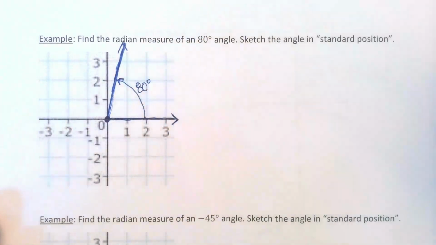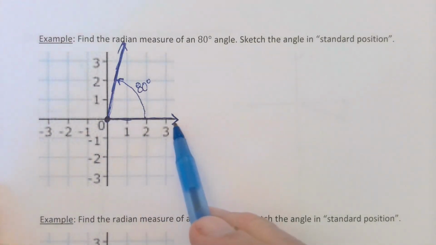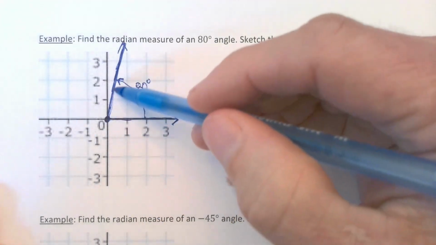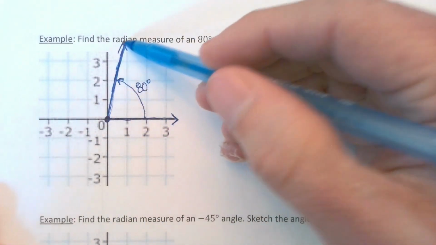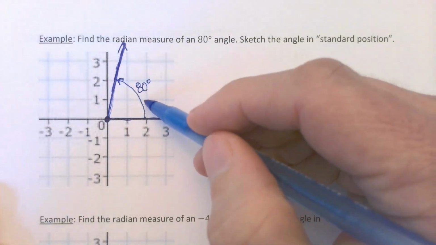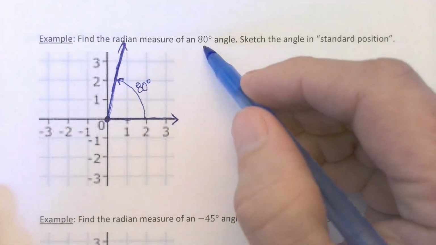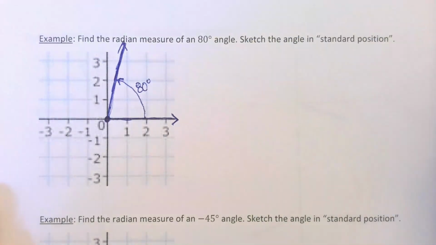And now I have an angle in standard form or standard position. Okay, so how does it go again? Initial side down the positive x-axis. The other side, it's called the terminal side, is here. And it is 80 degrees counterclockwise from the initial side. We'll look at a negative angle in the next example. Now the question is, what's the radian measure?